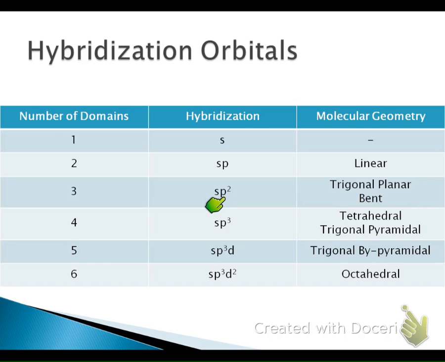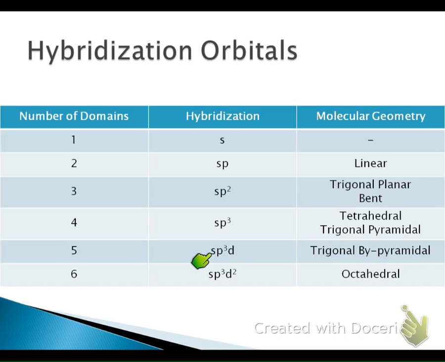Okay, they combine to form 3 equal energy orbitals. So we use an s and 2 p orbitals to get a total of 3, which matches over here. When we need 4 domains, we use an s orbital and the 3 p orbitals. To get 5 domains, we use an s orbital, 3 p orbitals, and 1 d orbital.